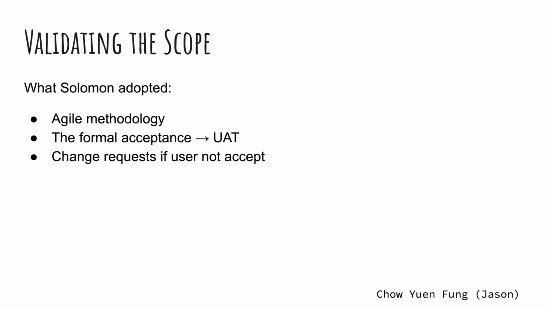To validate the scope, as the clients often change their requirements and add more features, Solomon decided to use an agile development methodology, which implements the main functionality first and adds more features iteratively. The formal acceptance of the project scope was obtained by performing the user acceptance test. If the stakeholder did not accept the deliverables, change requests would be issued for changing the scope.